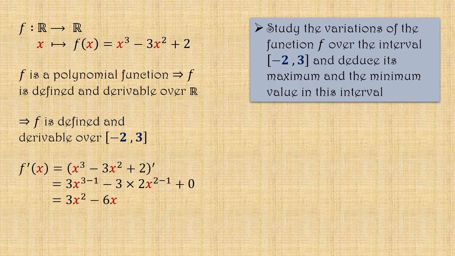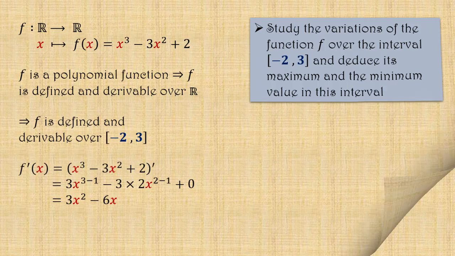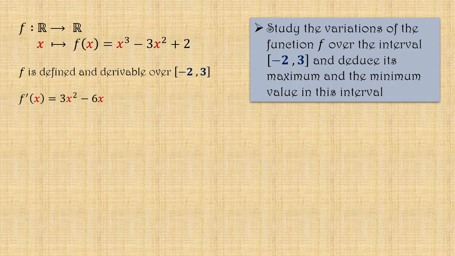Now let's find out the maximum and the minimum of our function f, and determine the sign of its derivative over our real closed interval, -2 to 3. To find the maximum and the minimum of our function f over the real closed interval -2 to 3, we will be looking for the values of the variable x for which its derivative f prime of x equals 0, and the images of these values of the variable x by the function f are the maximum and the minimum of the function f.